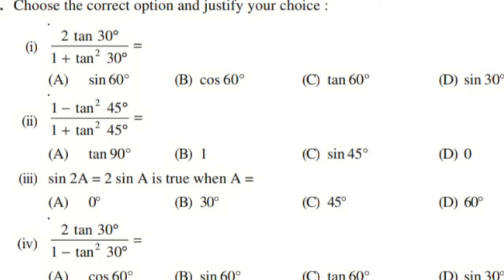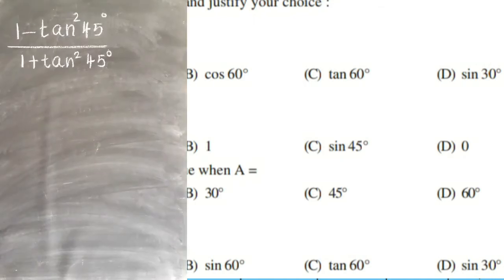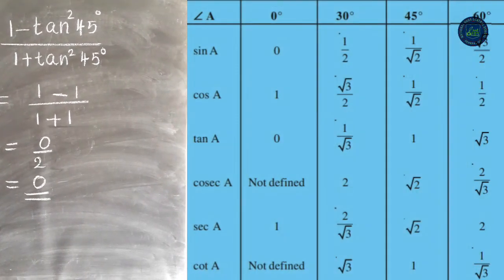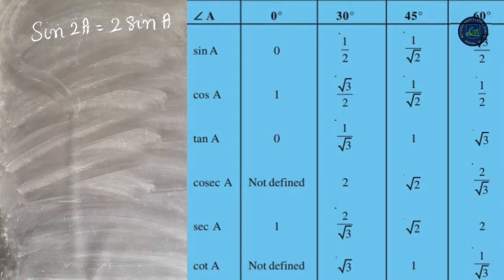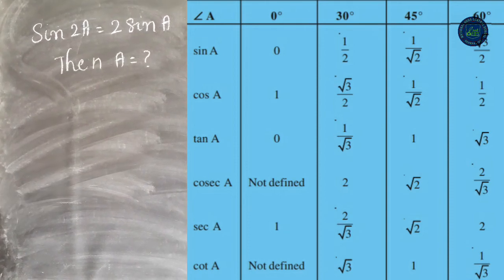Next question, 1 minus tan square 45 degree divided by 1 plus tan square 45 degree. We know that tan 45 is equal to 1. So the numerator becomes 1 minus 1 divided by the denominator 1 plus 1. So it becomes 0 by 2. 0 by 2 is equal to 0. Next question, sin 2A is equal to 2 sin A is true when A equals dash. This is true only when A equals 0 degree. So the correct option is A, 0 degree.